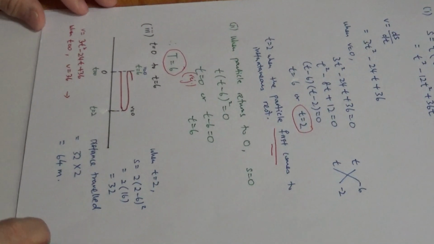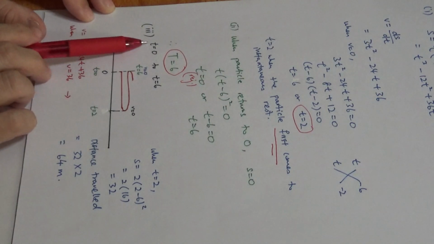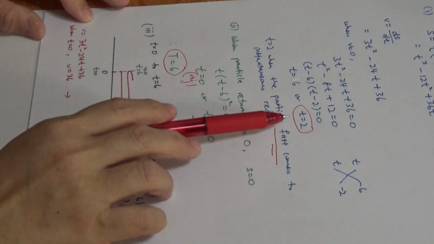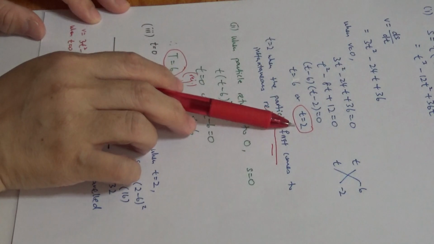Okay, now for part 3, I want you to pay special attention. It says to find the distance traveled from t=0 to t=T. That means they want to find the distance traveled from t=0 to t=6. Note that in part 1, it says that it is at instantaneous rest at 2 and 6.